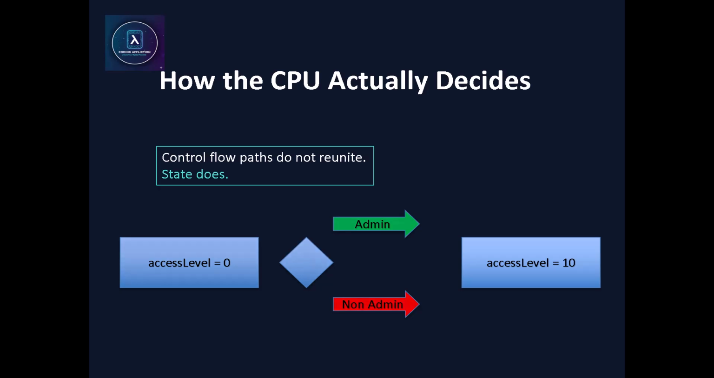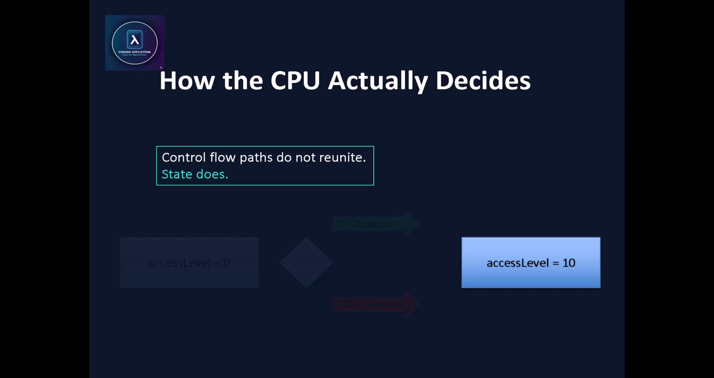A branch is not a fork that carries meaning forward. It's a momentary routing decision. Once execution exits the structure, the path is gone. No memory, no history, no "we came from the else." Only values remain. If you trace paths past the branch, you are inventing information that the runtime does not have.